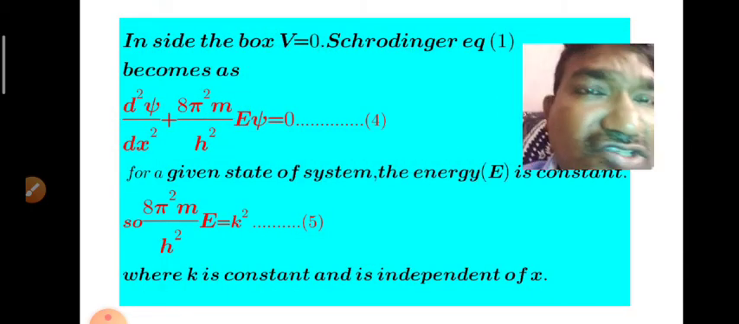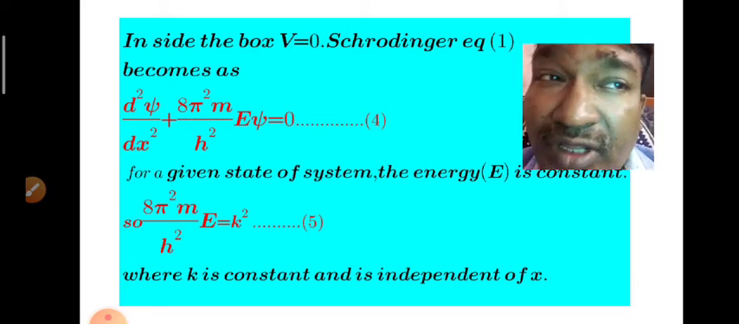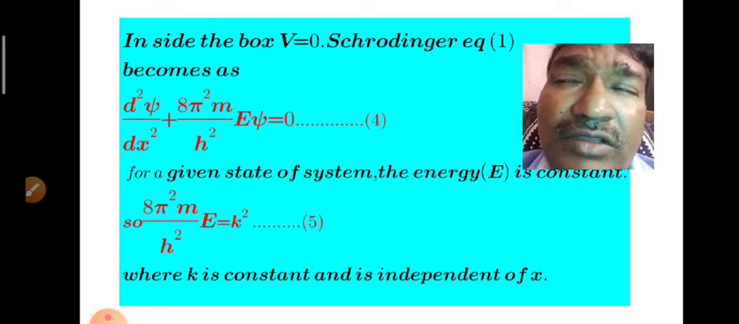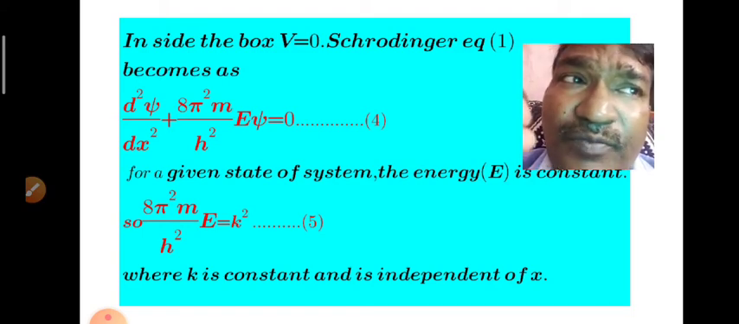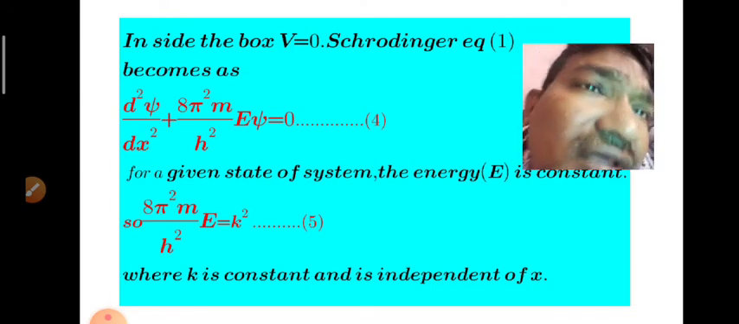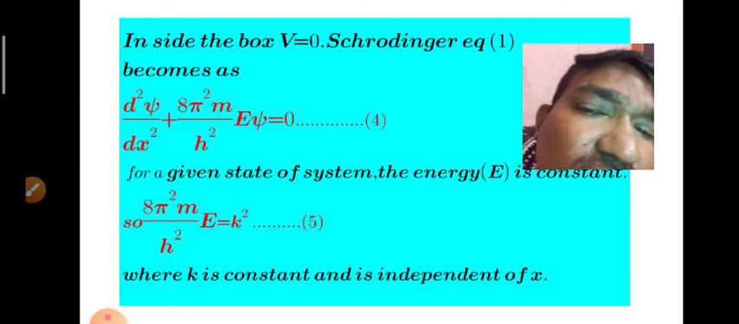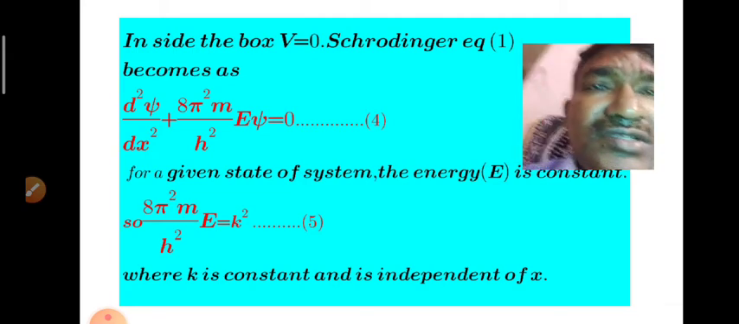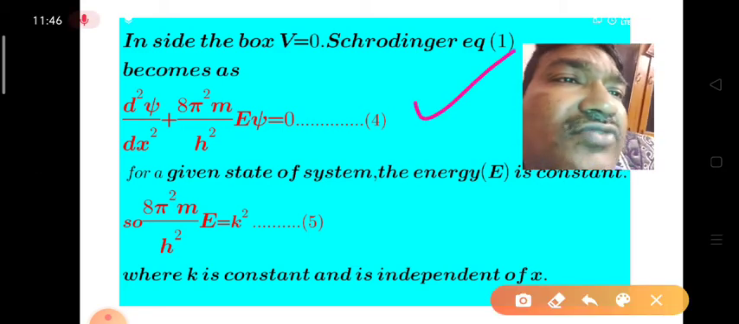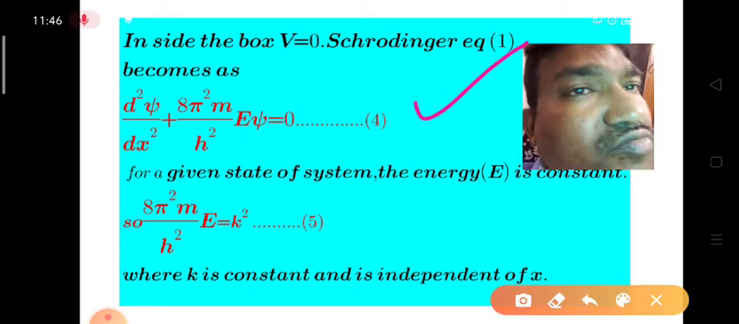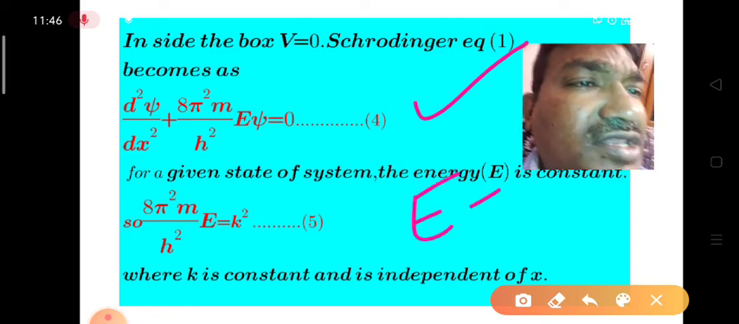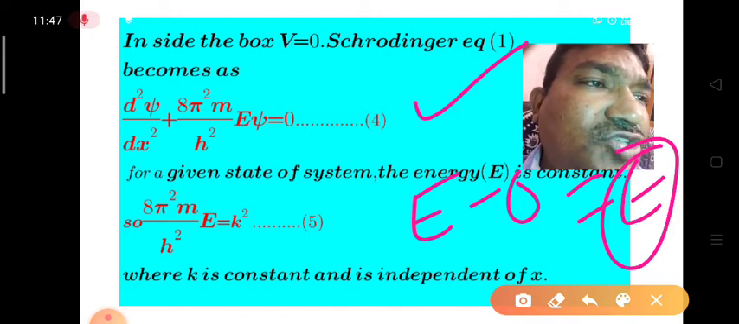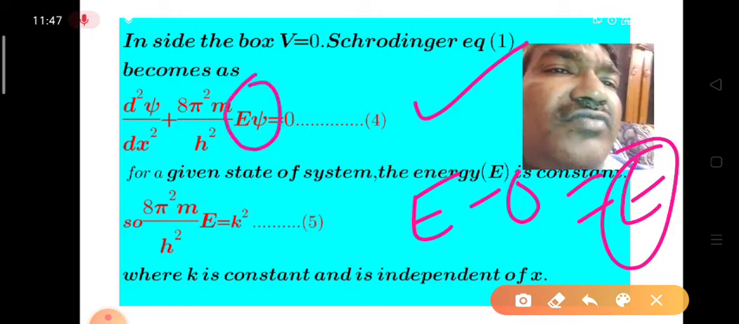So equation 3 is obtained by putting V equal to infinity in the place of potential energy. And if we take 0 potential energy, then the Schrodinger equation 1 changes to equation 4 here. Look, we get this one, because E minus 0 becomes E only.